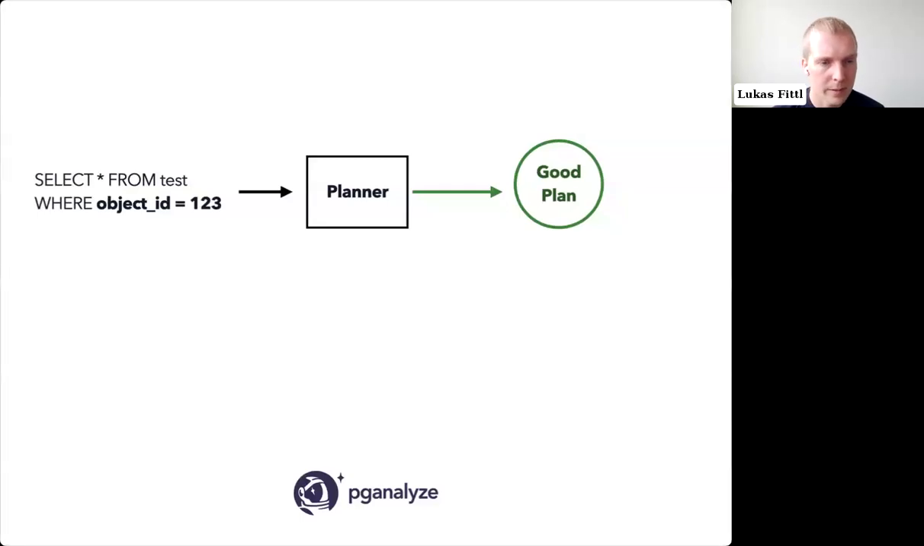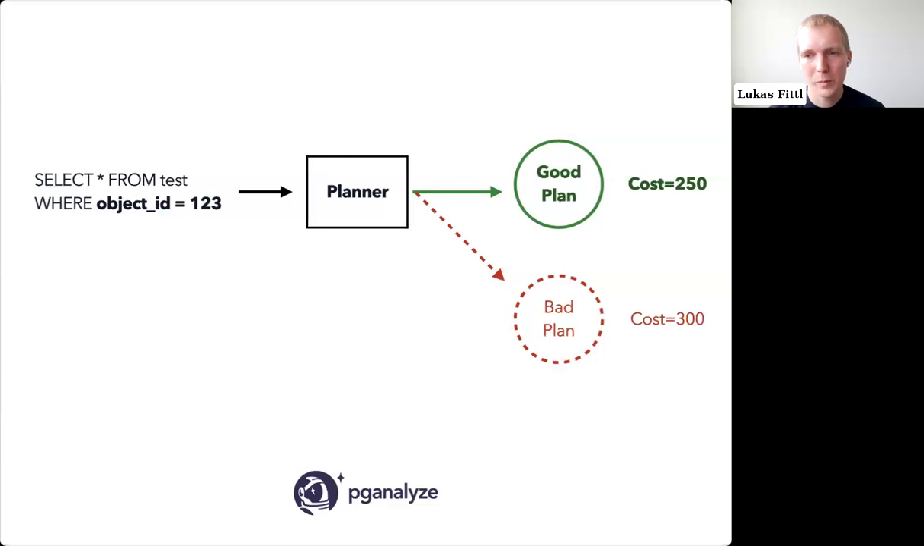Now, a simple example here, suppose we have a query like select star from this table where a particular object ID is 1, 2, 3. We give this to the planner. The planner gives us the good plan. Always when there's a good plan, there's also a bad plan. The planner just didn't decide to use it because the cost on the good plan was lower, right? So here the cost on the good plan is 250, the cost on the bad plan is 300. So the planner went with the good plan.